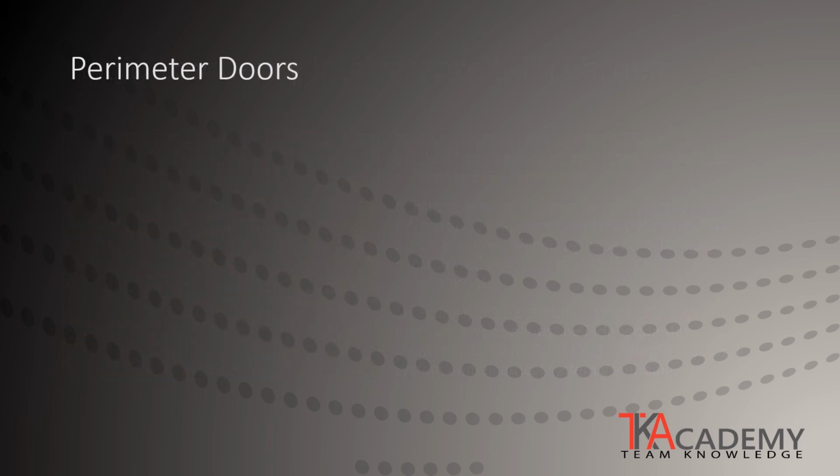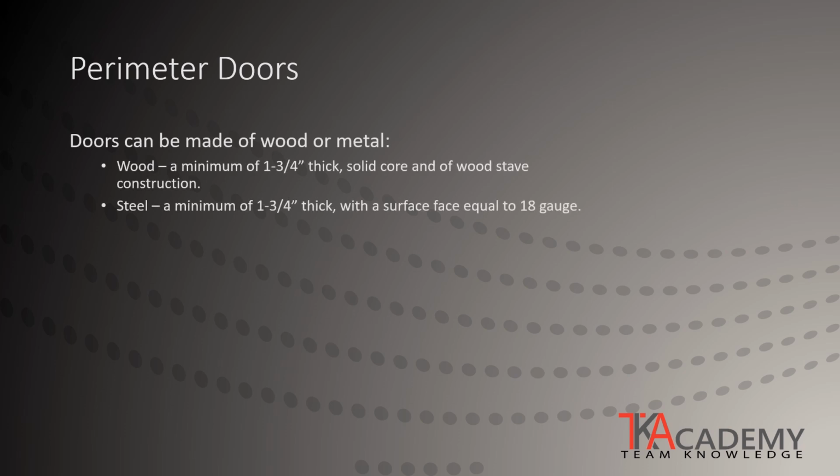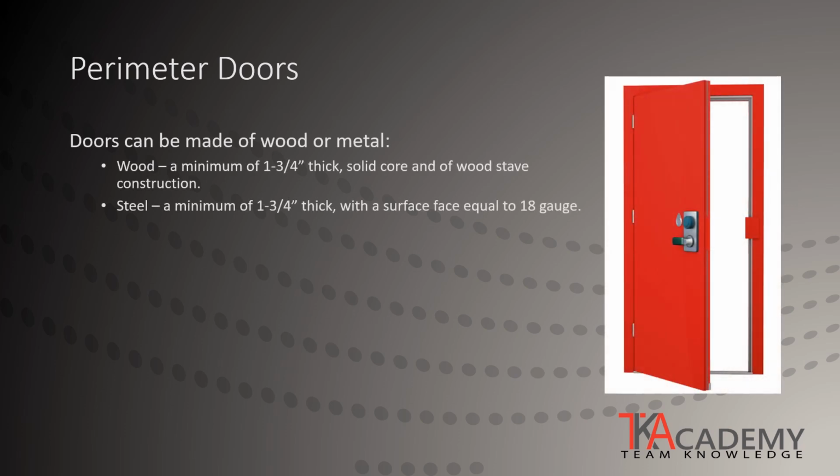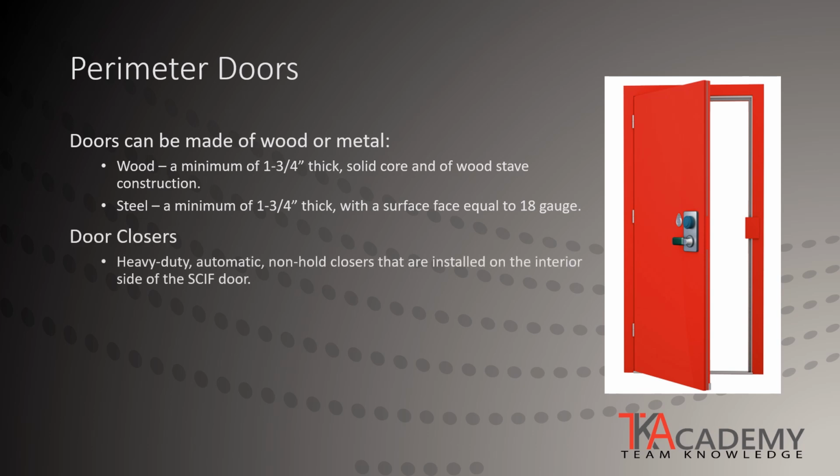Doorways into a skiff must be secured. Vestibules are very effective for maintaining visual and acoustical security into a skiff. When possible, there should be a single point of entry for entering and leaving. Skiff doors can be the typical thickness of 1 3/4 inches and can be made of metal or wood. Wood doors must be solid wood stave construction. Metal doors must be heavy-duty construction with a minimum 18 gauge thickness for the surface faces. Skiff doors must also include automatic closures that are installed on the interior side of the skiff to resist tampering.